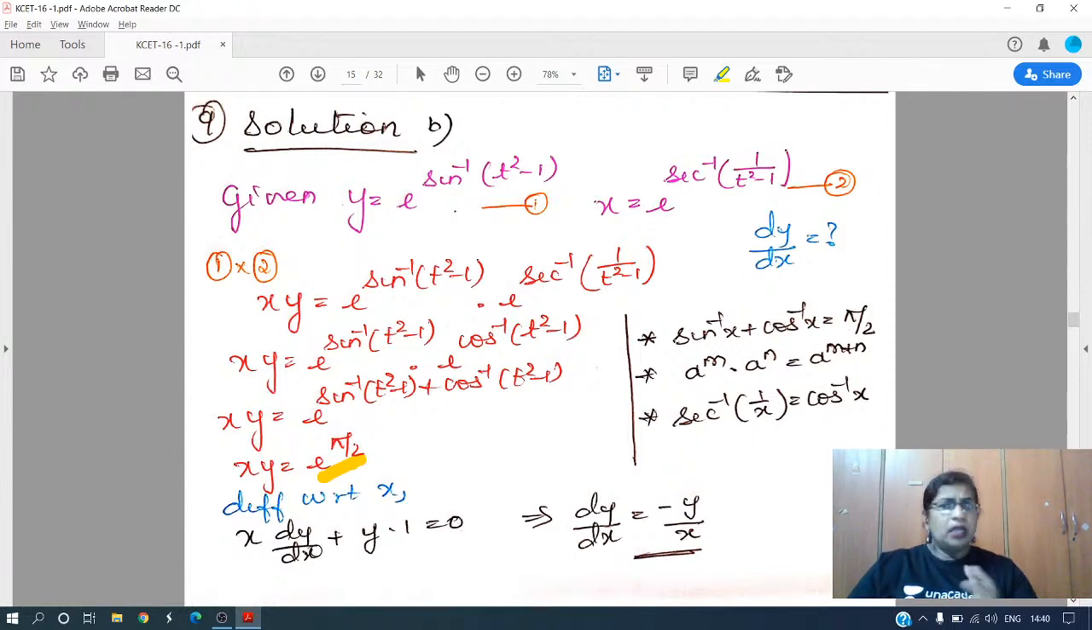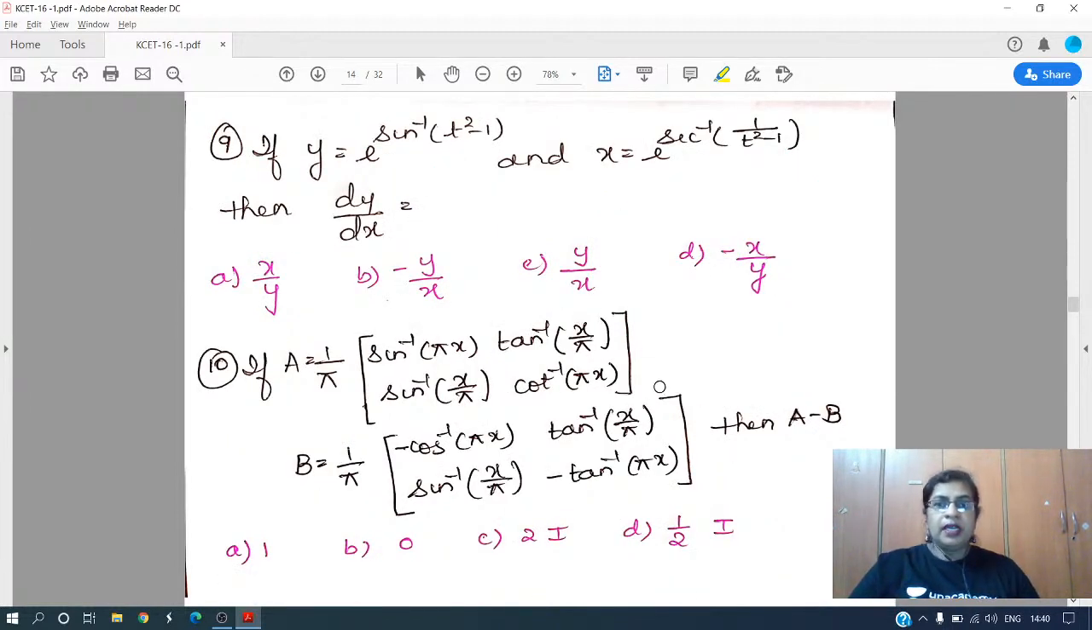Yes, so the question tells me find dy by dx. So what is dy by dx? Shift the y that side, it becomes minus y by x. So it is minus y by x we have here, and that is nothing but the B option. Okay, so I have here minus y by x. Okay, yes.